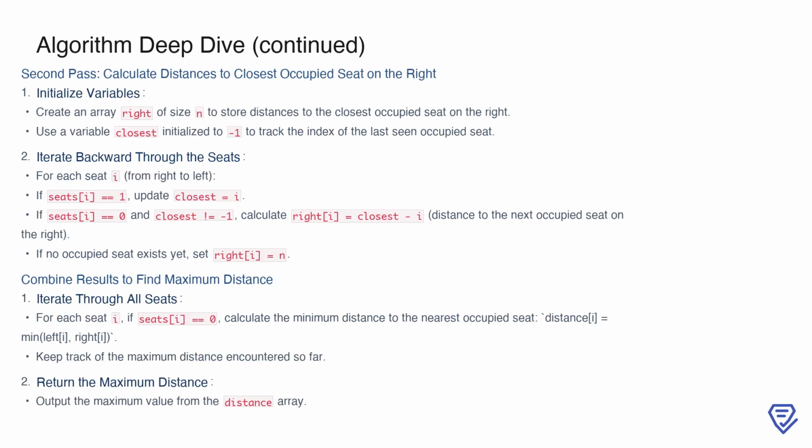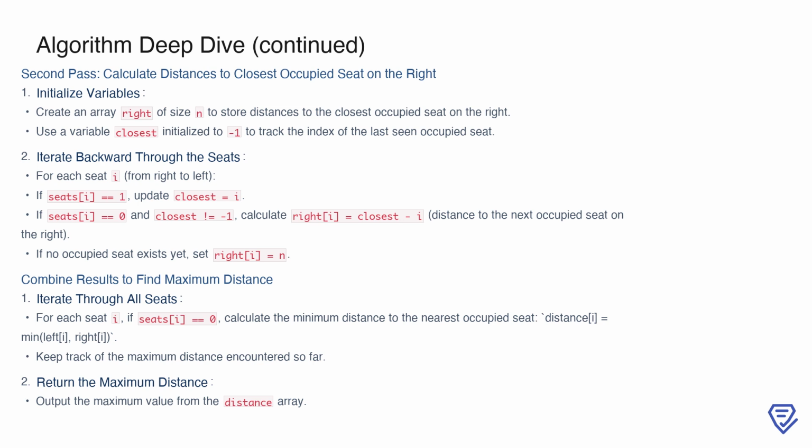The second pass mirrors the first, but this time we scan the array from right to left to calculate distances to the closest occupied seat on the right. We initialize an array right to store these distances and use a variable closest to track the index of the most recently seen occupied seat as we move backward through the array. For each seat, if it is occupied, we update closest to the current index. If the seat is empty and closest has been set, we calculate the distance as the difference between closest and the current index. If no occupied seat exists to the right, the distance remains as infinity.